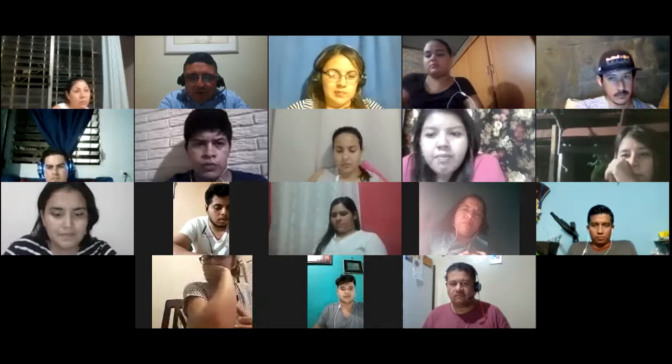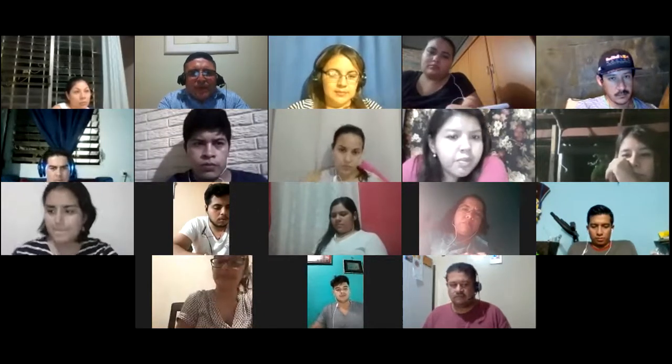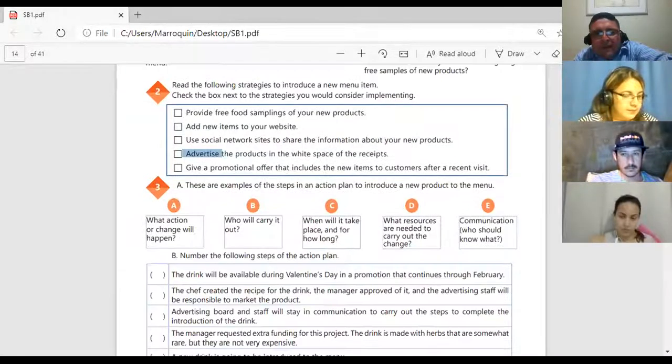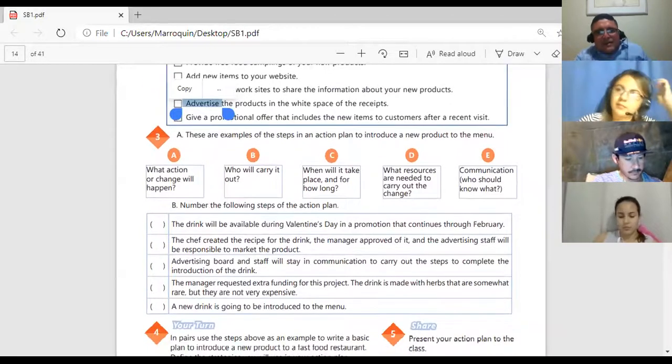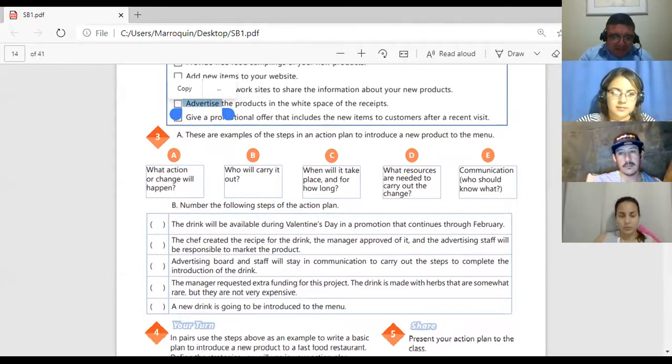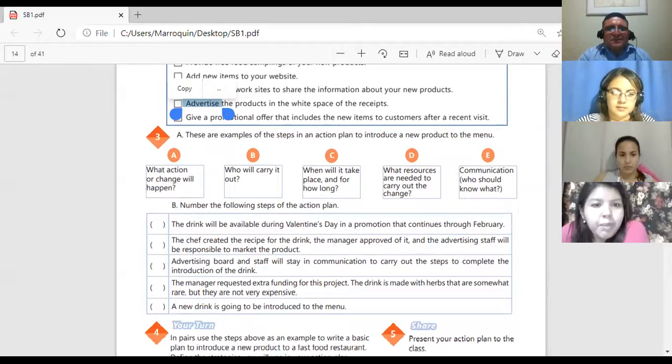We are on part three. Let me see here. I need a volunteer to read the instructions in part three, please. Somebody. Examples of the steps in an action plan to introduce a new product to the menu. Okay, good. Letter A, what action or change will happen? Letter B, who will carry it out? Letter C, when will it take place and for how long? Letter D, what resources are needed to carry out the change? And letter E, communication, who should know that? Okay, very good. Thank you.